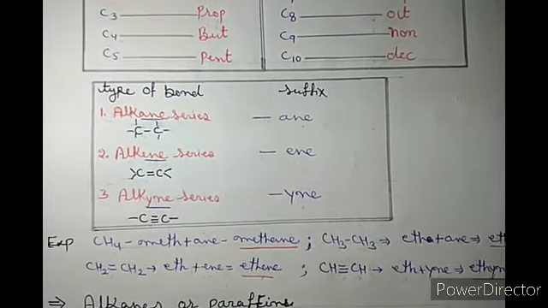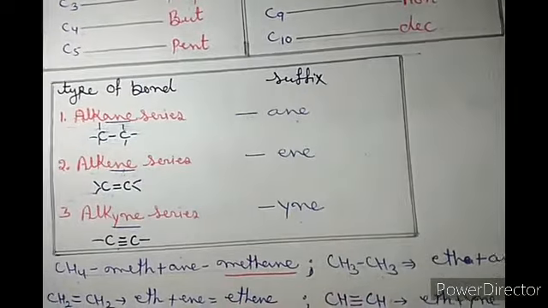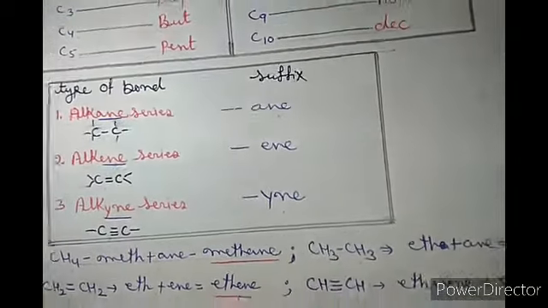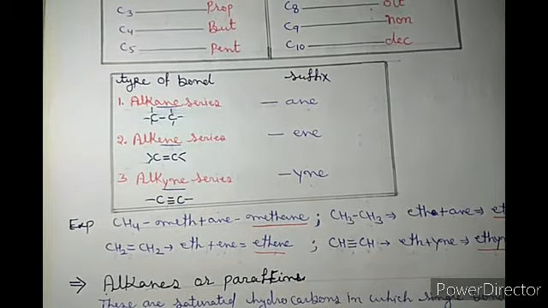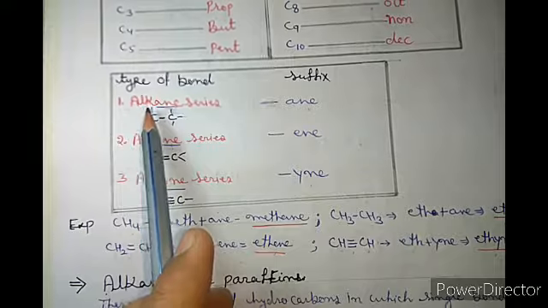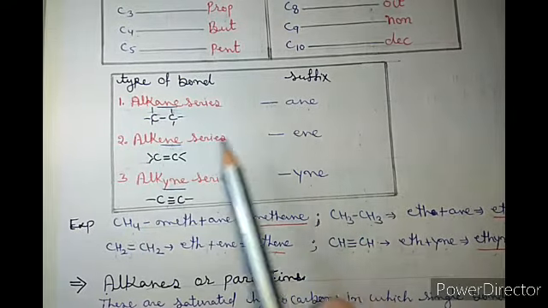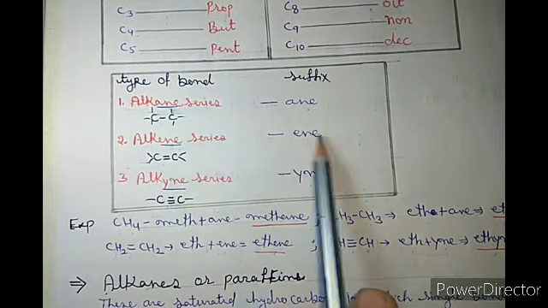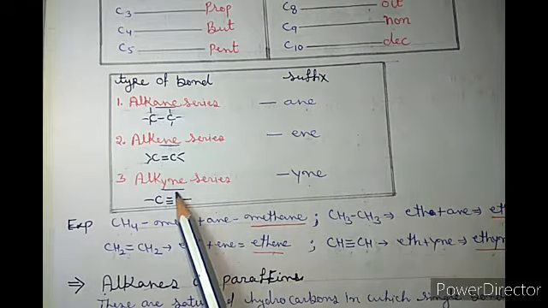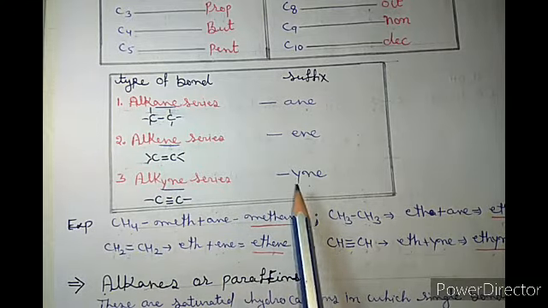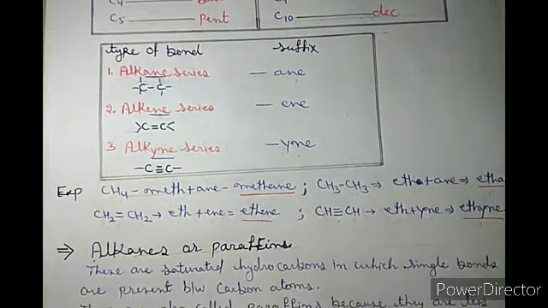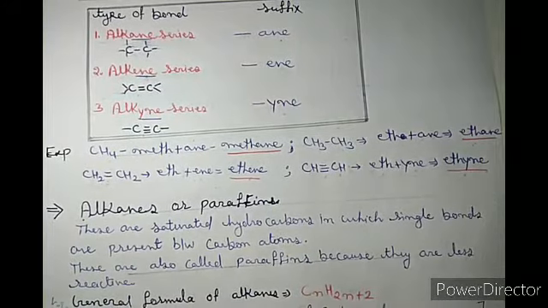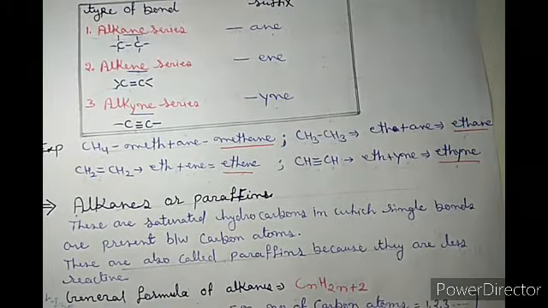On the basis of that, whether it is an alkane series, alkene series or alkyne series, three suffixes can be used. If it is an alkane, then the ane suffix is used. If it is an alkene, then ene, and if it is an alkyne, then the yne suffix is used. To understand this more, we can consider a few examples.